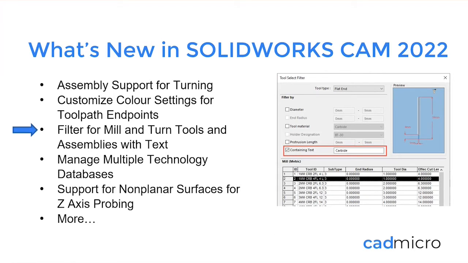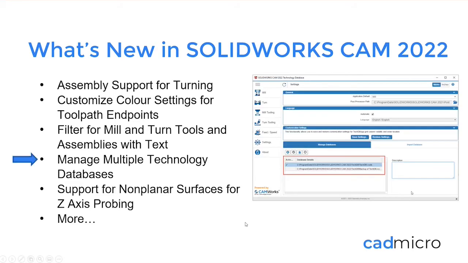Inside of your tool selection filters, we now have an option in here containing text. So if you are looking for a specific tool and you just type in the text within the tool ID or any of the subcategories in here, it'll actually find those features for you. So if I'm looking for carbide tools specifically, then I can type in carbide and it'll list all of the carbide tools for me. So this is a really neat new filter option.